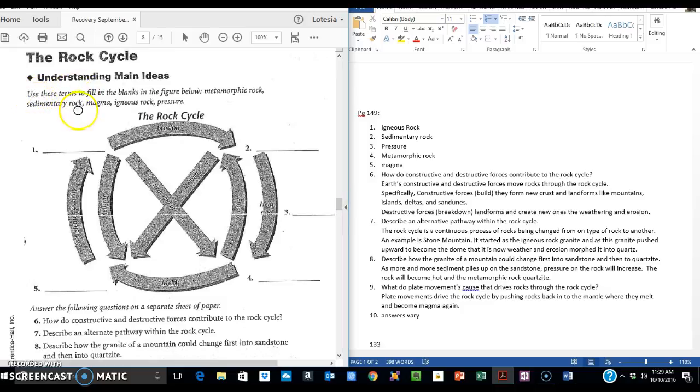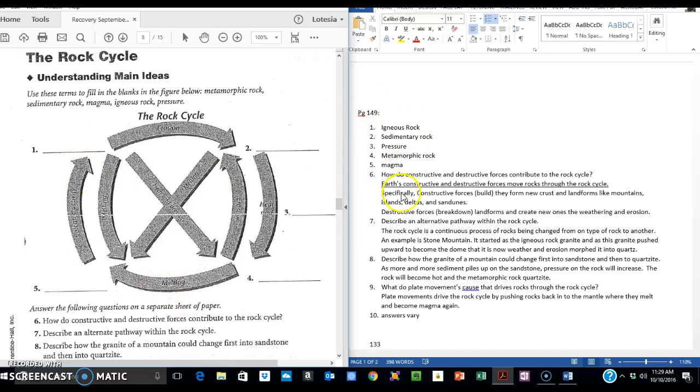It asks you to use the terms to fill in the blanks. So you have metamorphic rock, sedimentary rock, magma, and igneous rock, and also the word pressure. As you look through the events occurring in the rock cycle, you have erosion, heat and blank, melting, and volcanic activity.